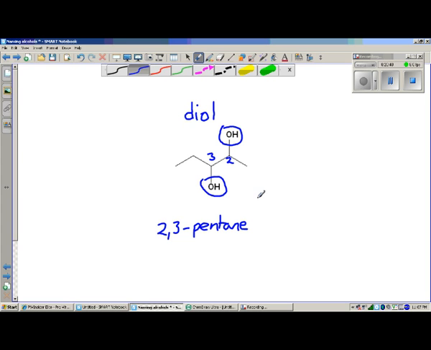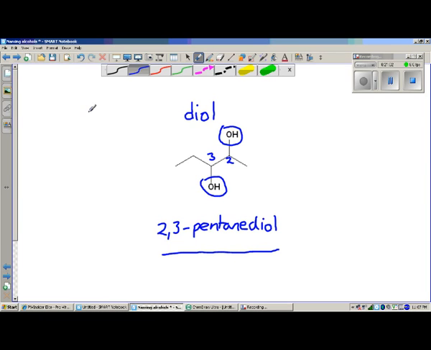The only difference is the suffix in this case does not begin with a vowel. It begins with, in this case, a consonant, or that consonant is D. So therefore, we do not need to lop off the last E from pentane. So therefore, the full name of this becomes 2,3-pentane-diol.